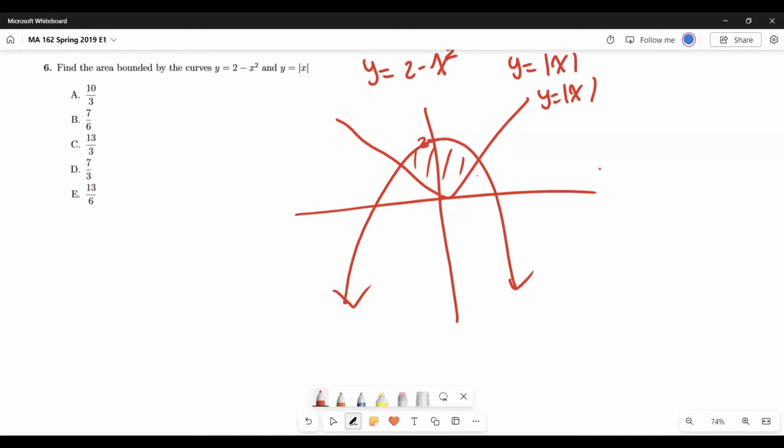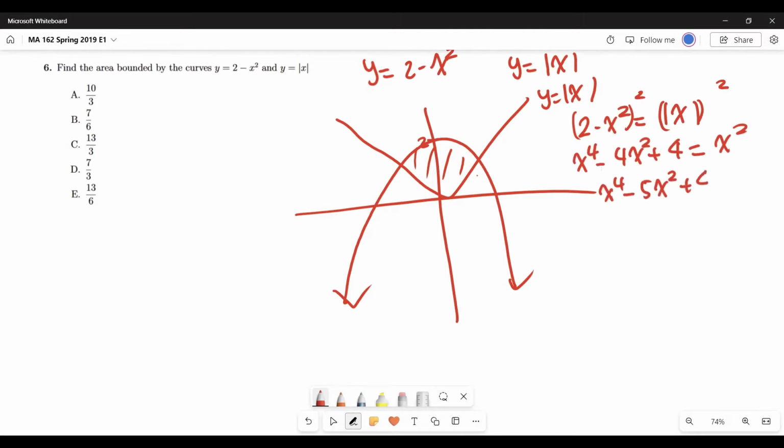So what we want to do first is find the intersection points. To do that, you set those equations equal to each other, so 2 minus x squared equals the absolute value of x. What I'm going to do is square both sides so I don't have to deal with the plus or minus signs of the absolute value. So x to the fourth power minus 4x squared plus 4 is equal to x squared. x to the fourth power minus 5x squared plus 4 is 0.